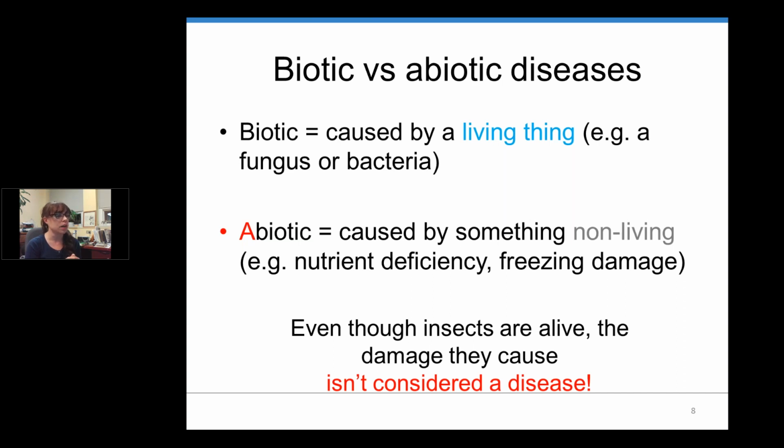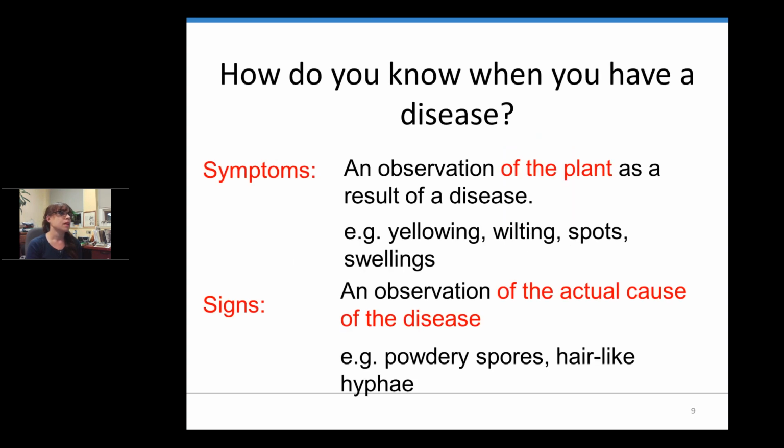And so insects, I'm not really going to talk about in my presentation this evening, although it is also important to recognize that sometimes insects can be a very important vector for disease because they can carry it from one plant to the next, and they can also carry it essentially in their mouth parts. And so insects can sometimes be an important component of disease, even though they themselves do not cause disease. So how do you know when you have a disease? And so as plant pathologists, we talk about both symptoms and signs. And so a symptom of a disease is an observation of the plant as the result of a disease.